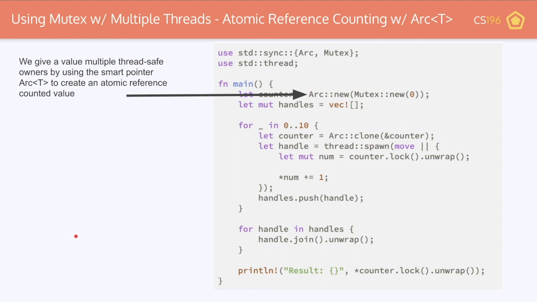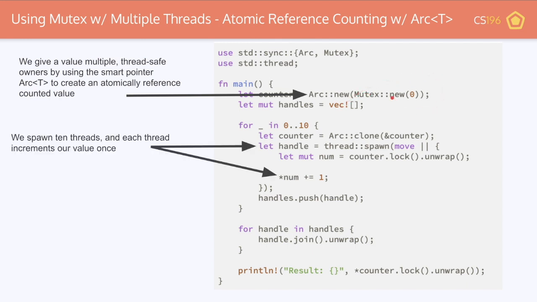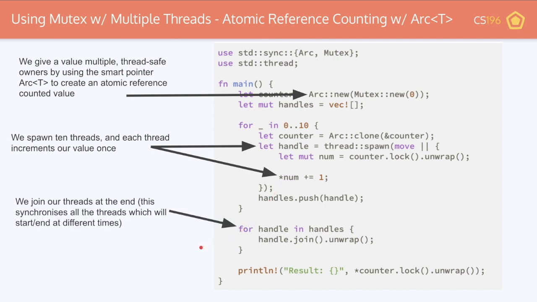So we give a value multiple thread-safe owners by using the smart pointer Arc to create an atomically reference counted value. This is very similar to before, except we wrap it in the Arc type. We still use a new keyword within the mutex. Within here, we then spawn 10 threads, and each thread increments our value once. Notice once we dereference this value, because it's mutable, we can edit it. And once it's dereferenced, we can just treat it like a regular variable in Rust. So we spawn a thread and increment within each thread, and we join our threads at the end.